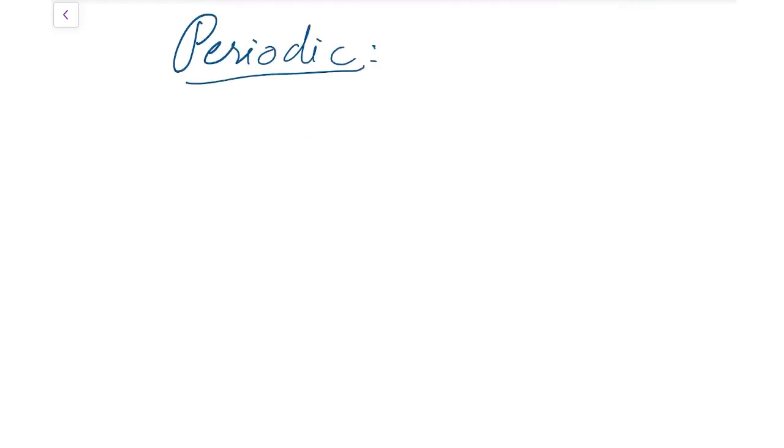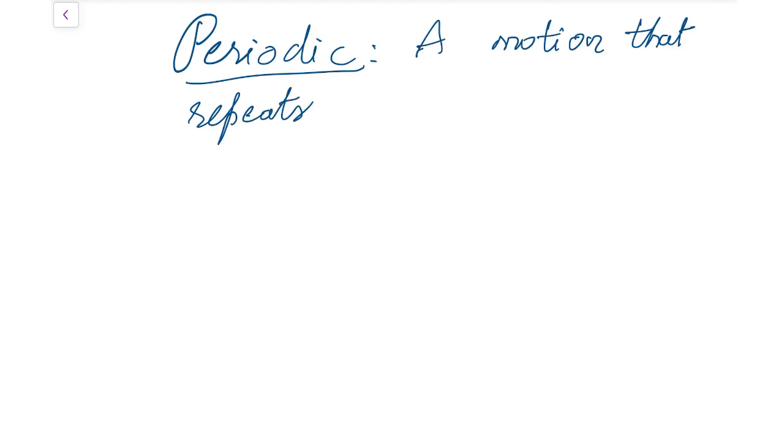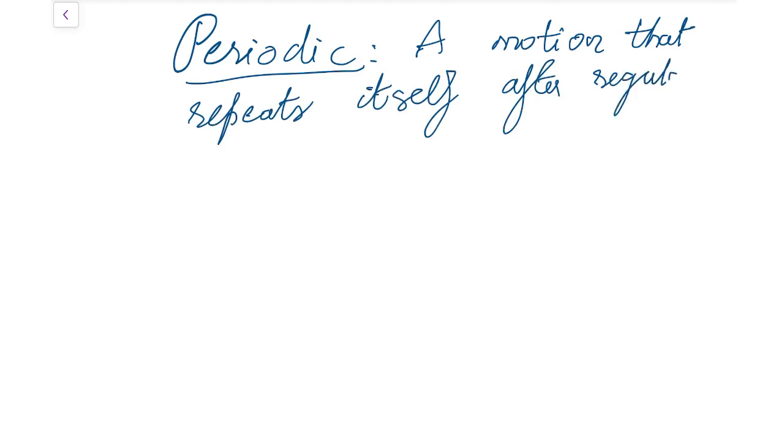So first things first, let's see what is meant by periodic motion. Periodic motion is a motion which repeats itself after regular intervals of time.